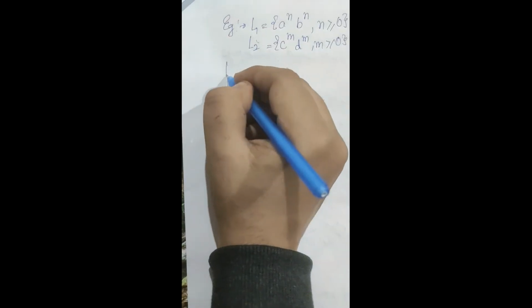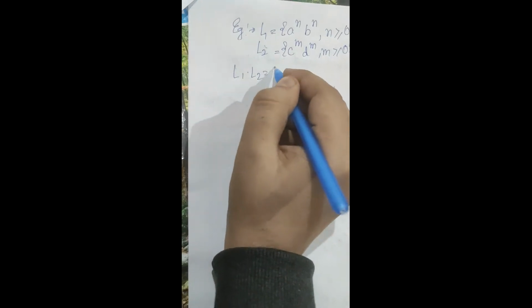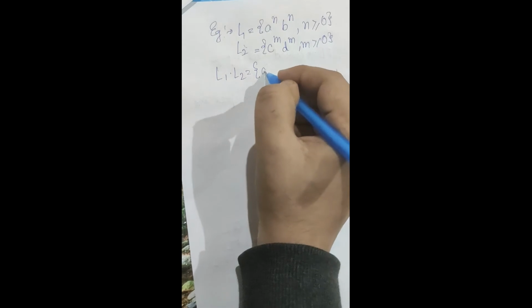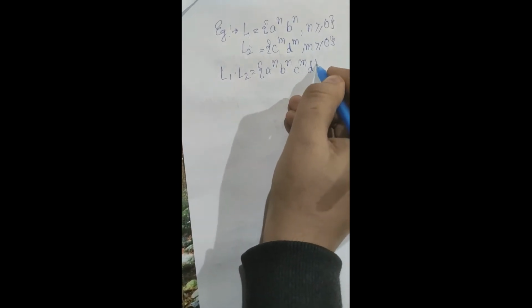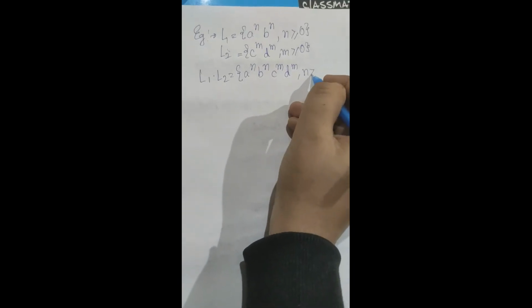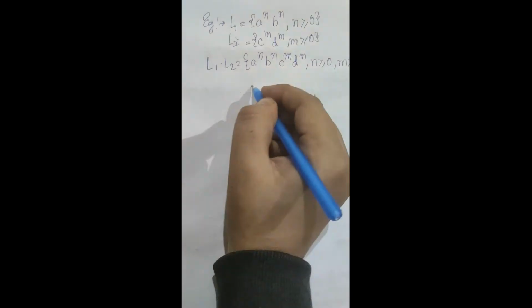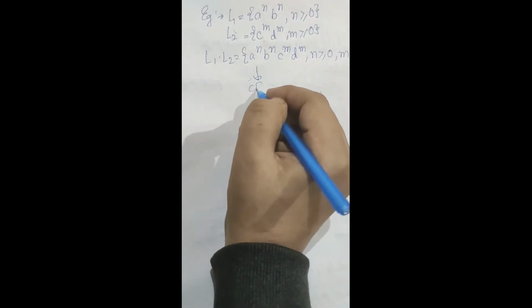So their concatenation, that is L1 dot L2, is a raised to the power n b raised to the power n c raised to the power m d raised to the power m, where n is greater than or equal to 0 as well as m is greater than or equal to 0. This is also a context free language.